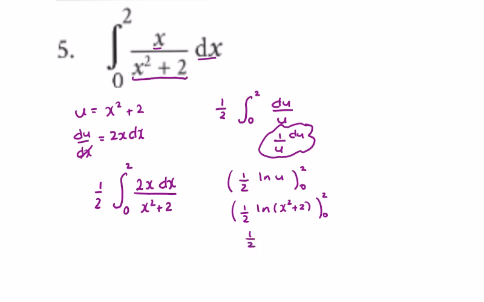So it's a half times the natural log of 2 squared is 4, so 4 plus 2 is 6, minus the natural log of 0 plus 2, which is 2. So we're going to have half the natural log of 3, which is the natural log of 3 to the power of a half, which is equal to the natural log of the square root of 3.